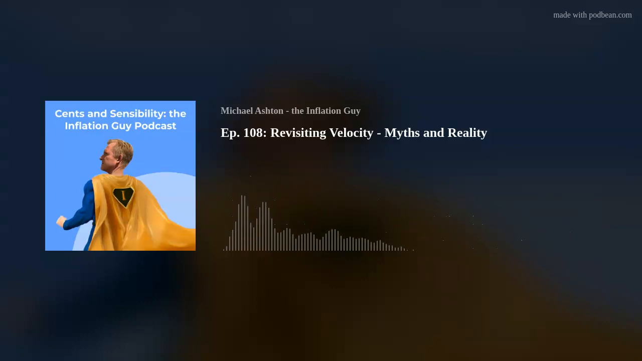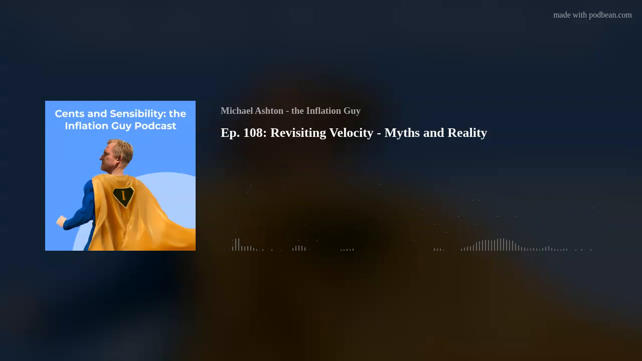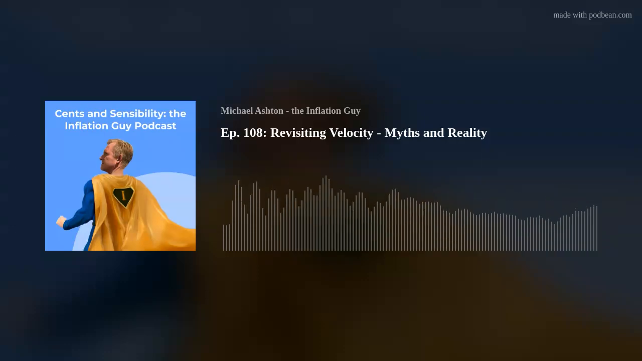Well, anyone who tells you that velocity is, okay, it's not stable and moreover, it's random, it just moves around randomly, anyone who tells you that is also wrong. It's forecastable. It's not easy to forecast, but we know what drives money velocity. And I'll talk about that more in a bit.